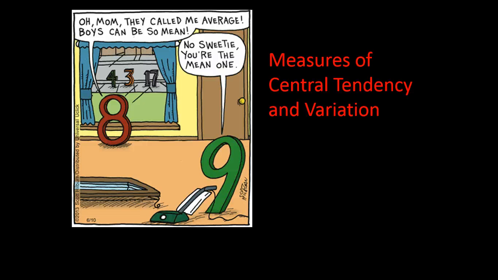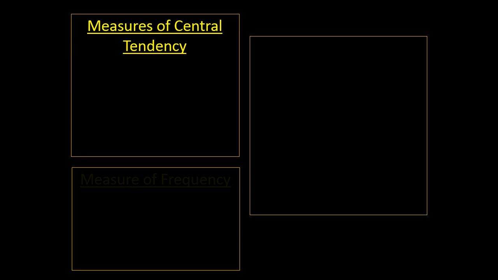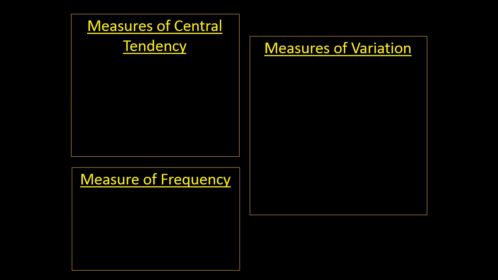We're going to continue talking about data by looking at measures of central tendency and measures of variation. We can classify the things we're going to talk about as being either measures of central tendency, measures of frequency, or measures of variation. So the measures of central tendency will all describe some sort of center for the data.